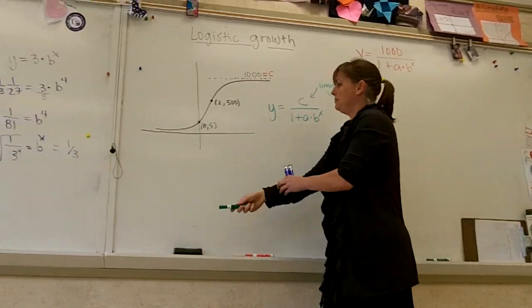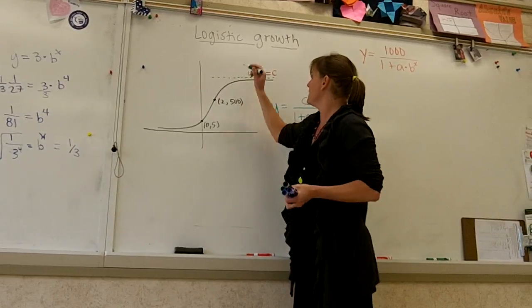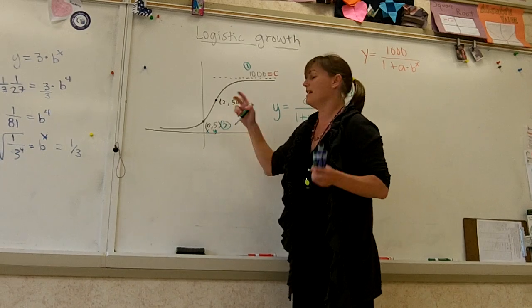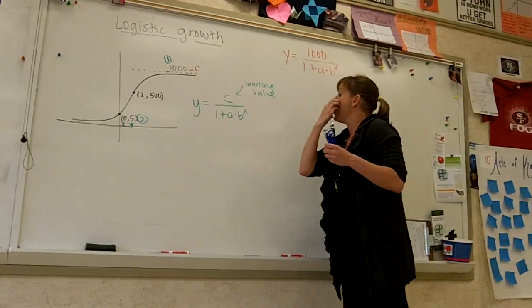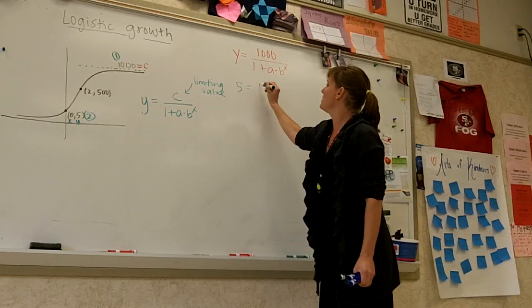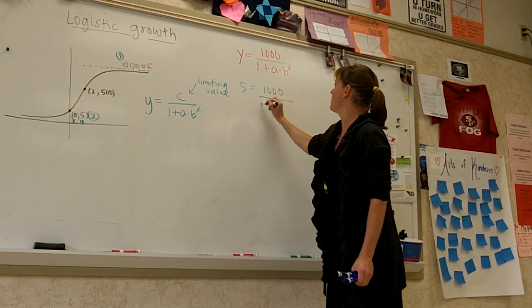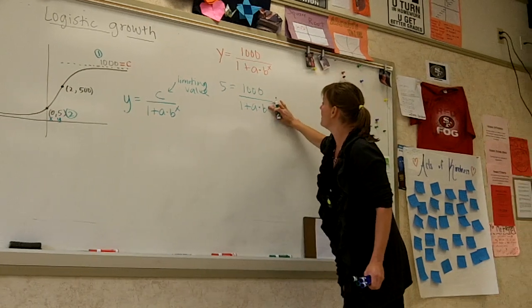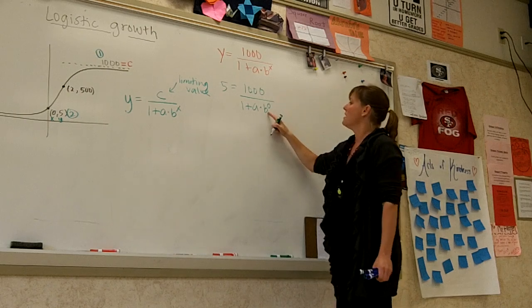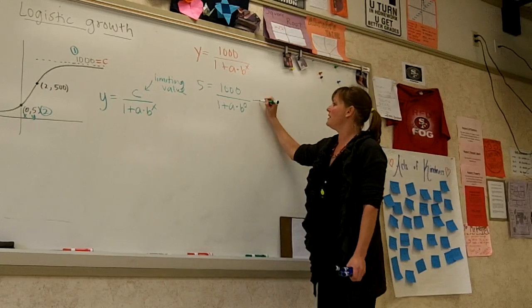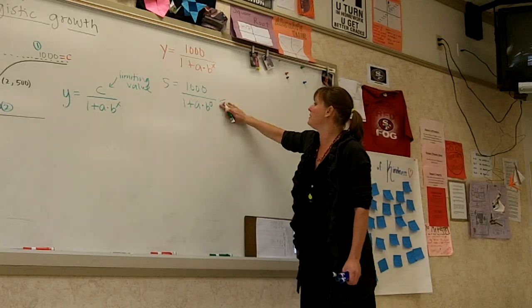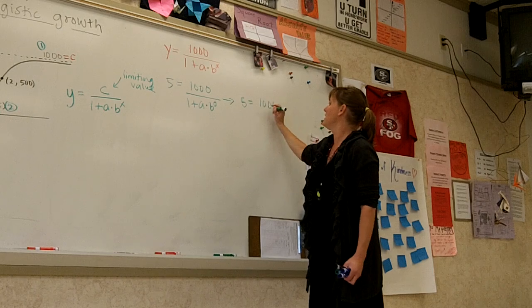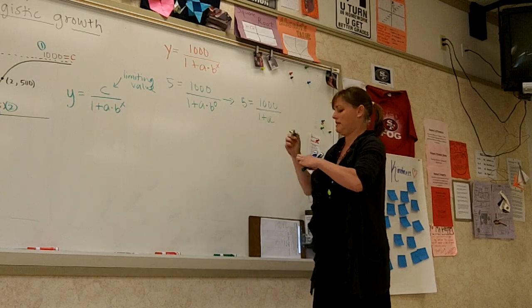Now, second step is, so this is step 1. Then step 2, I plug in this initial value for X and Y. So I set 5 equal to 1,000 divided by 1 plus A times B to the X. Whoops. B to the 0, because X is 0. So B to the 0 is 1. So this is really the same thing as just writing 5 is equal to 1,000 divided by 1 plus A.